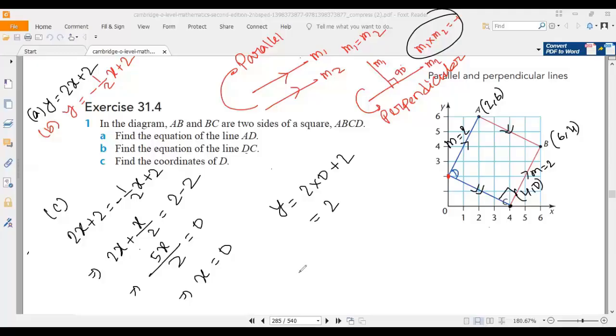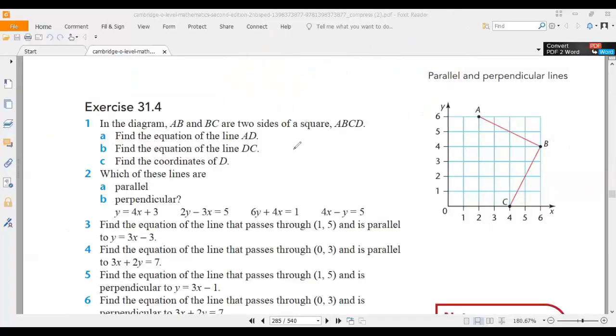So the coordinate of D will be 0, 2. So D is (0, 2). Now we'll solve question number 2.